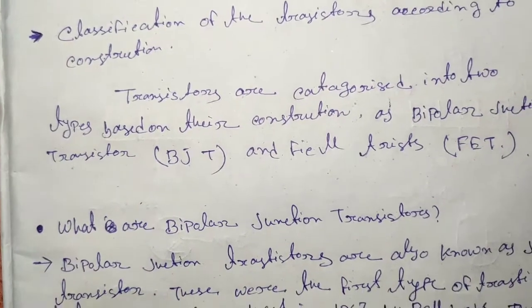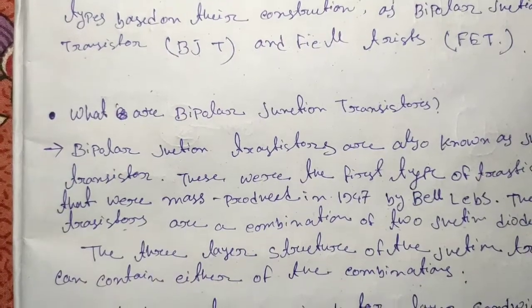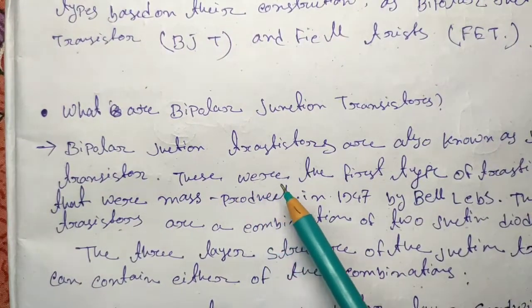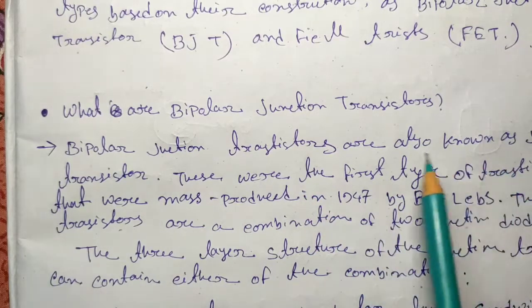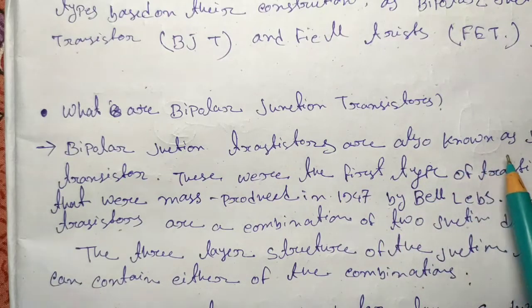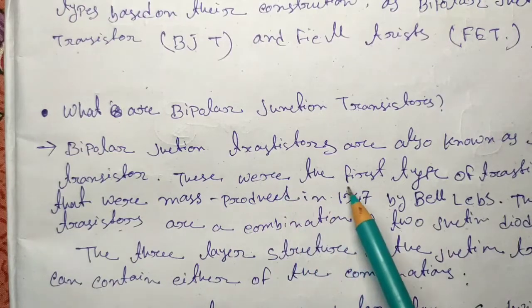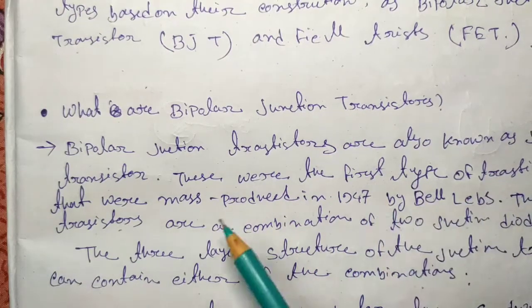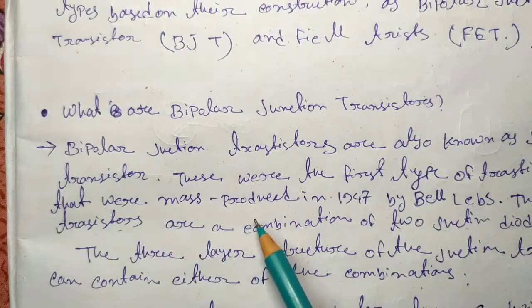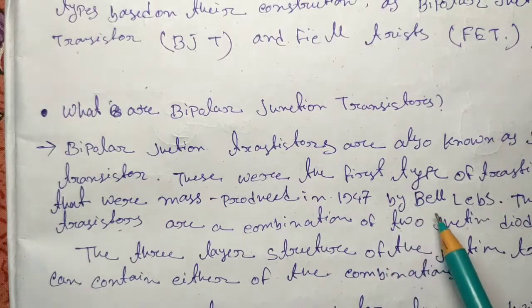What are bipolar junction transistors? Bipolar junction transistors are also known as junction transistors. They are the first type of transistor that were produced in 1947 by Bell Labs.